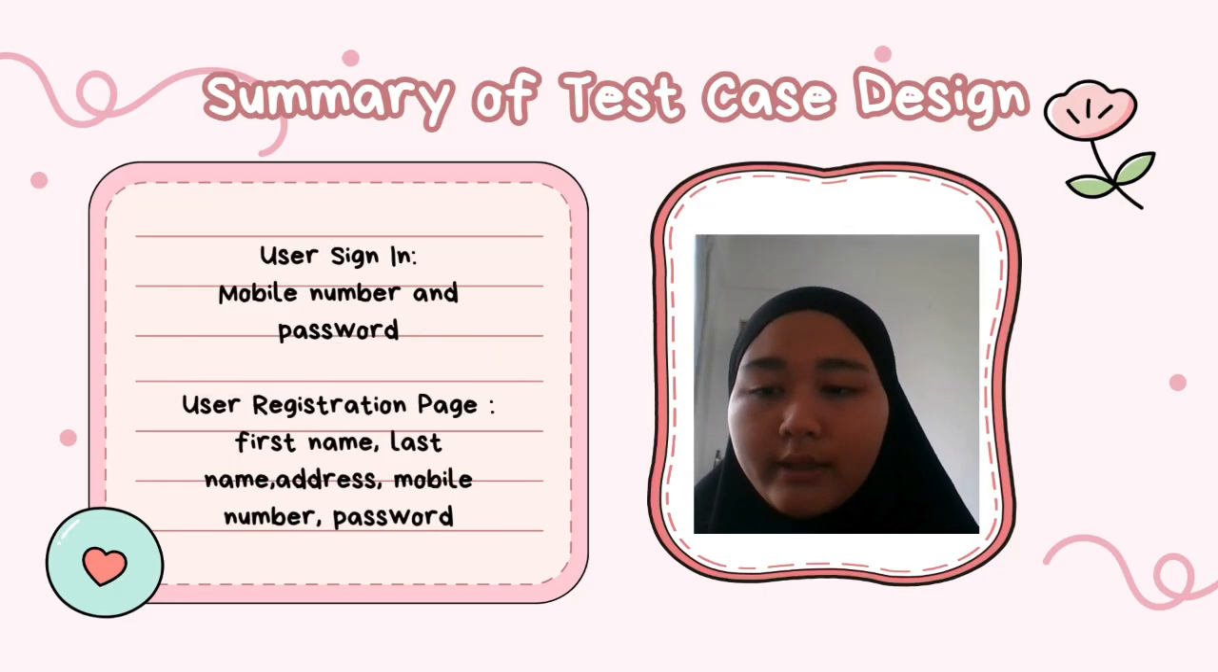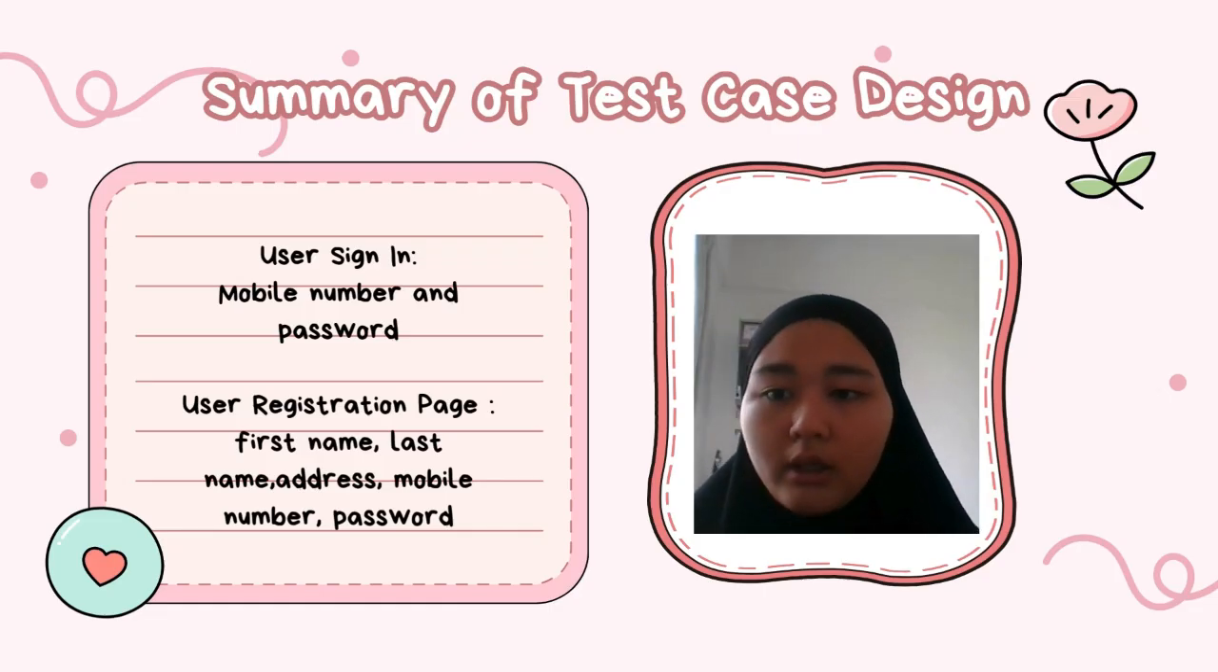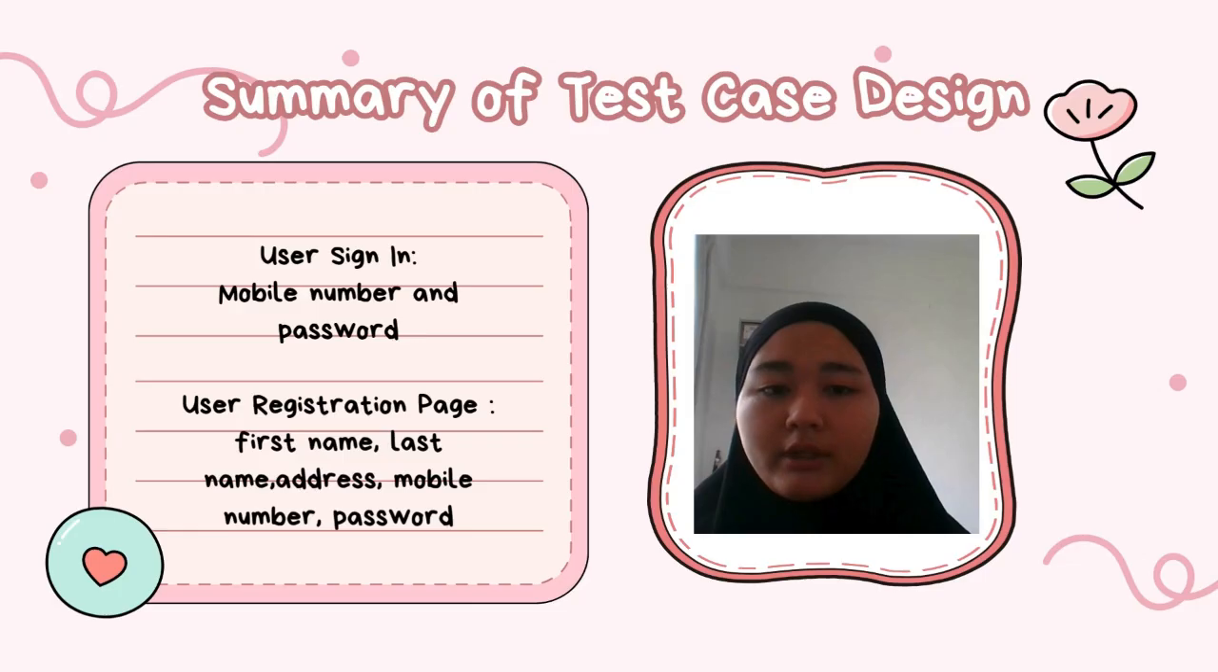And for the user sign in page, we will test a mobile number and password. In the user registration page, we will test the first name, last name, address, mobile number, and password. All of these contain all types of fields, like a combination of alphanumeric and symbols, or integer or string.